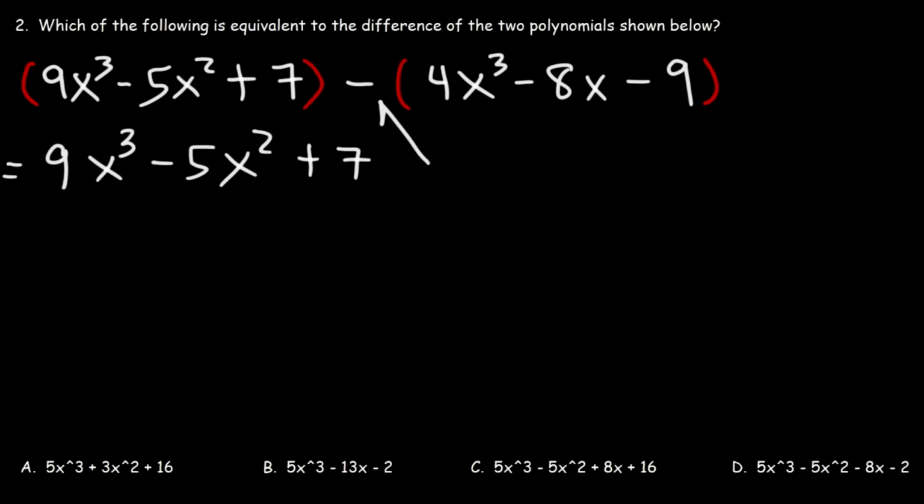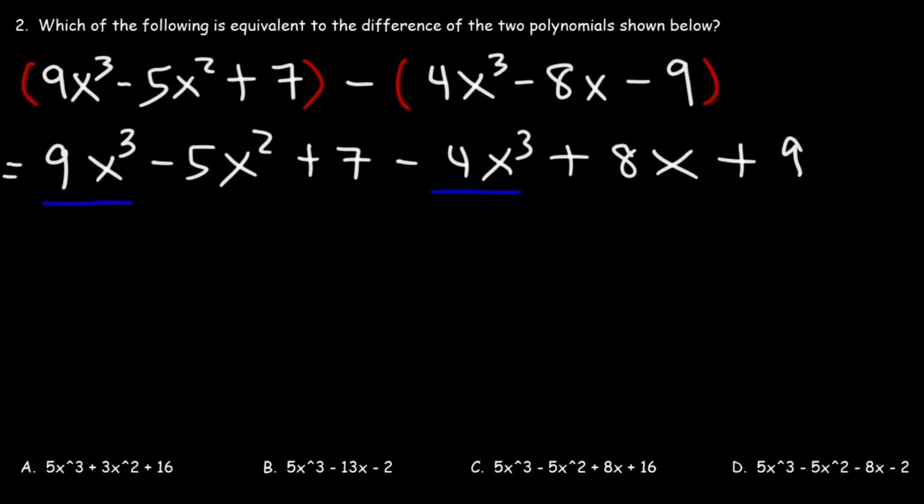Now we do have a negative sign in front of the second set of parentheses, so we do need to distribute it. So we're going to have negative 4x cubed and then plus 8x, and then a negative times a negative, that's a positive, so this is going to be plus 9. Now let's combine like terms. So these two, they're similar. They both contain an x cubed. 9 minus 4 is 5.